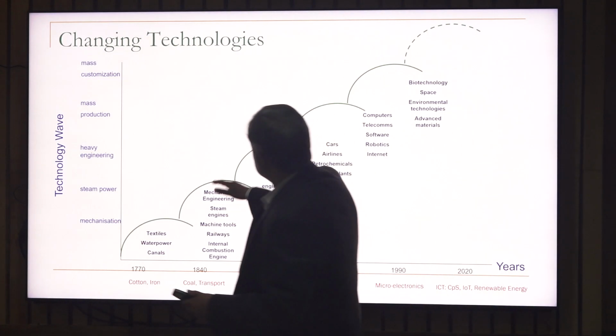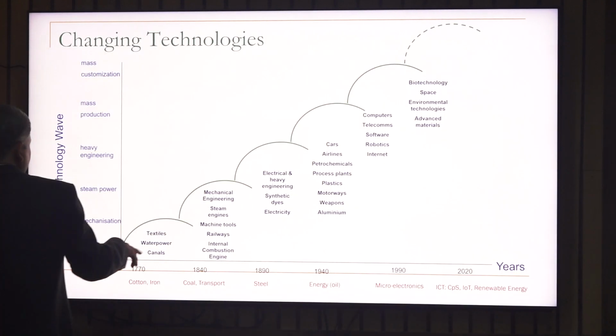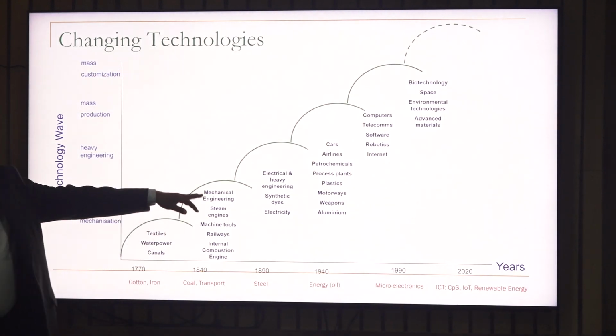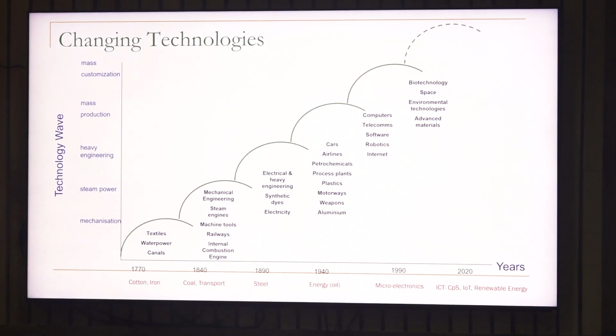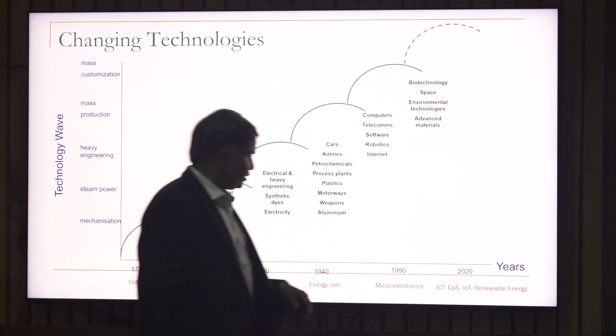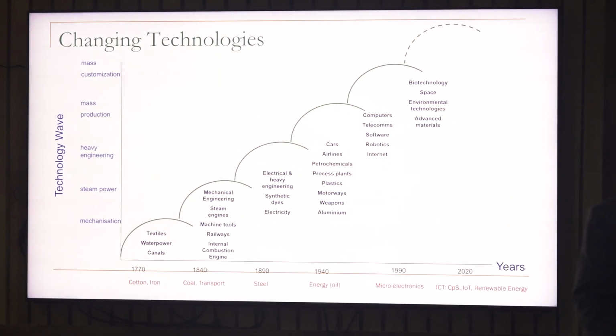This is the same thing as we have said earlier. The way technologies are evolving: textile, water power, mechanical engineering, electrical, cars, airline, computers, biotechnology. These are different phases of how different industries and engineering know-how are evolving, from mechanization to steam power to heavy engineering to mass production and mass customization. It is the same thing in a different way, to appreciate how things are changing. And now we are in terms of cyber physical systems.